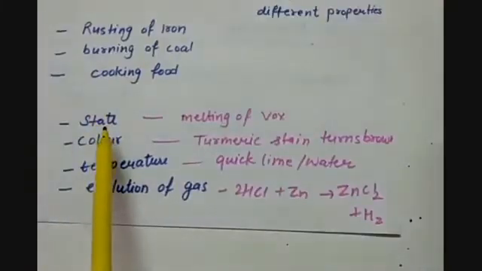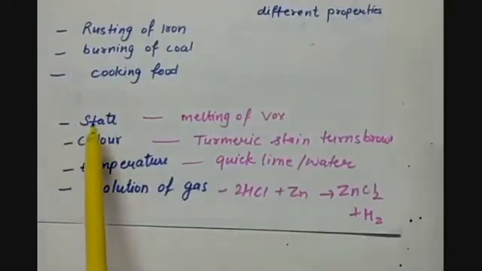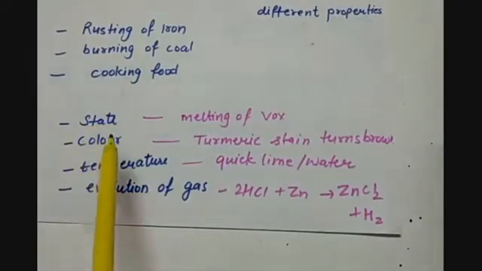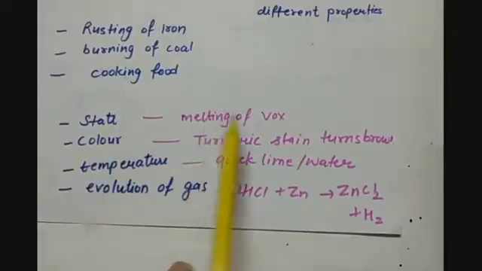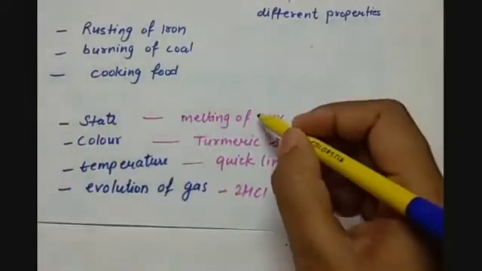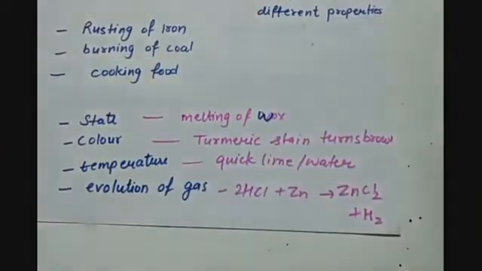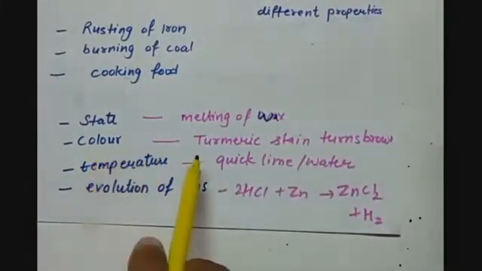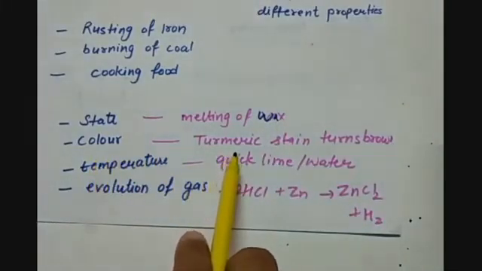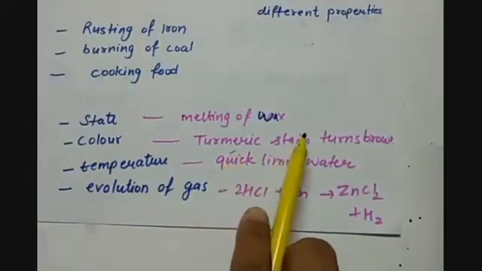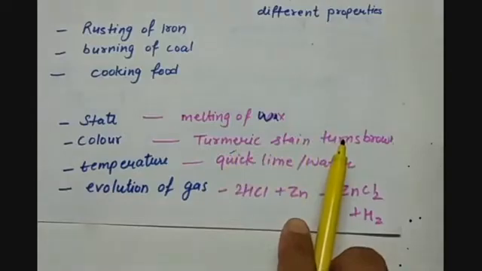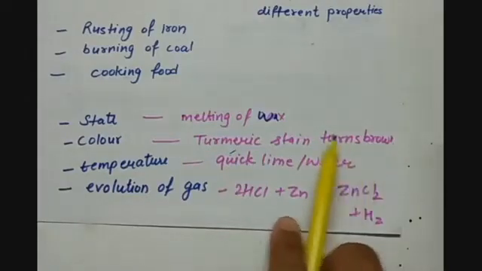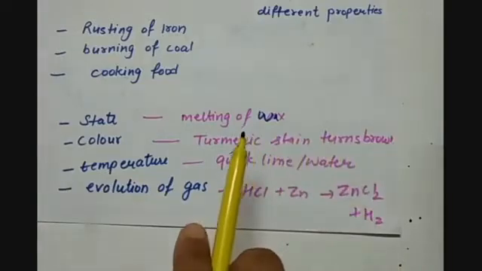A chemical reaction can be characterized by change in state, change in color, change in temperature, or evolution of gas. For example, melting of wax can be taken as an example of change in state. Then we have change in color. As you might have seen, there is a change in color of turmeric stain on clothes when it reacts with soap. It turns brown. So there is a change in color, and this is also a type of chemical reaction.